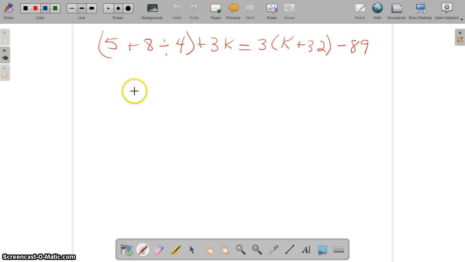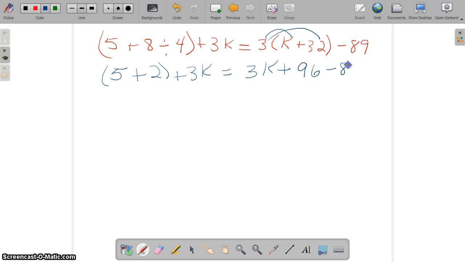All right. Parentheses first. Let's do this thing. You got to divide first, right? So it's 5 plus 2. 8 divided by 4 is 2. Plus 3k equals, and you can distribute this, right? 3k plus 3 times 32, which happens to be 96. All right. Now we're at 7 plus 3k equals 3k plus 96 minus 89 is 7.